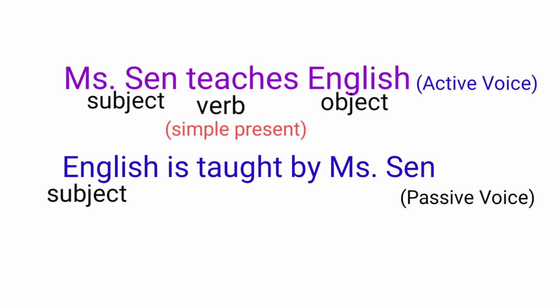Now, English is the subject, is the auxiliary verb because the sentence in active was in the present tense. That's why we use is. And taught is the past participle. Right? Now let's look at another sentence.